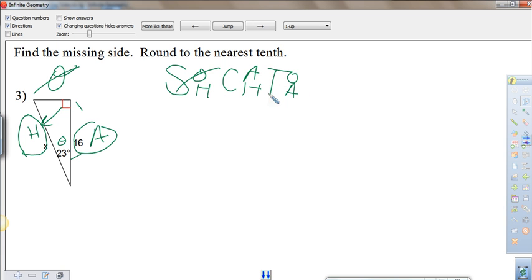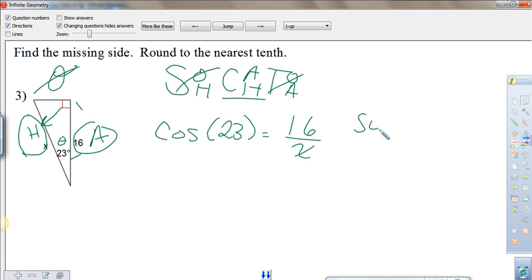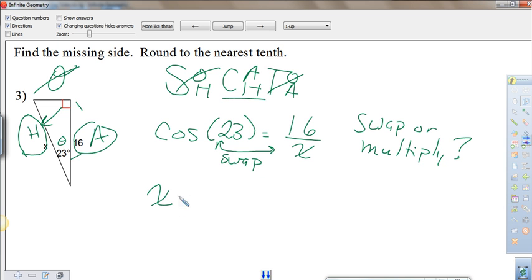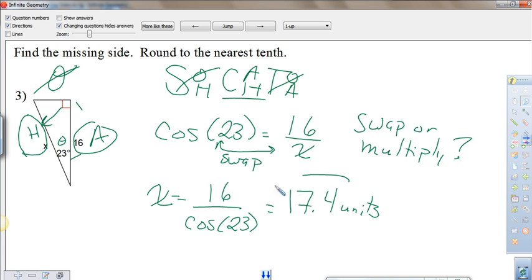Alright, no opposite. No opposite. A and H, A and H. Cosine of 23 equals A over H. So you got to think here, is it a swap or a multiply? And this guy is a swap because x is in the denominator. So I got x equals 16 over the cosine of 23. When I throw that loveliness in my calculator, I should get 17.4 units. Fantastic. Next.